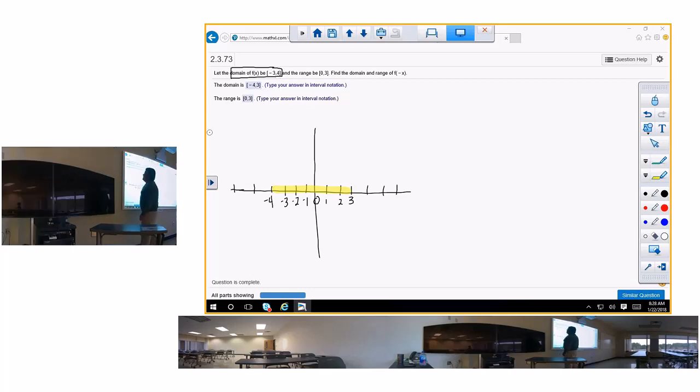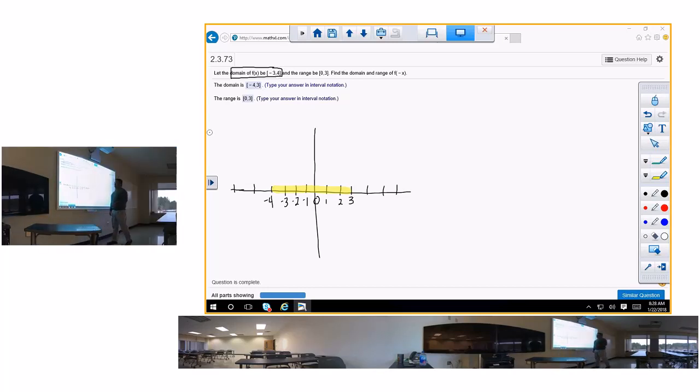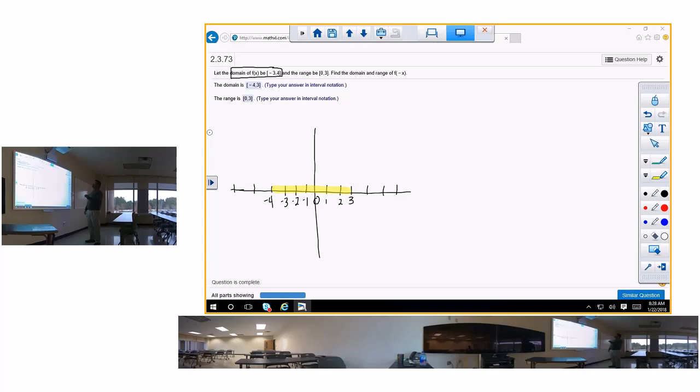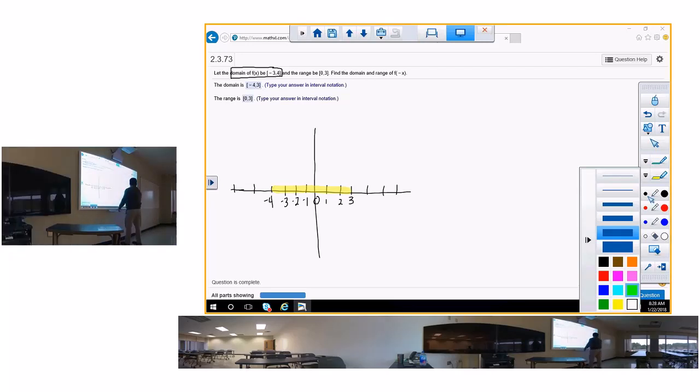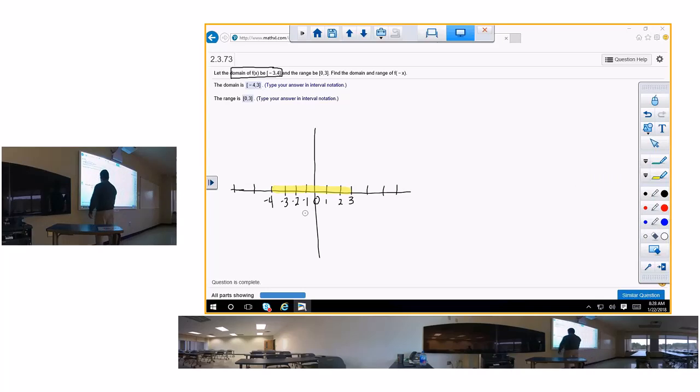And remember, domain is what you put into a formula or an expression. And the range will be from 0 to 3. So the range is the y values. That means 0, 1, 2, 3. So that means our range is from 0 to 3.